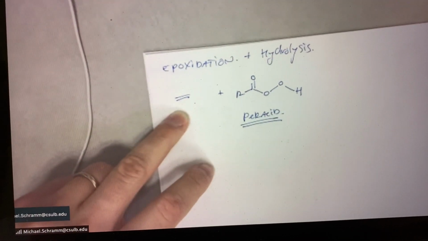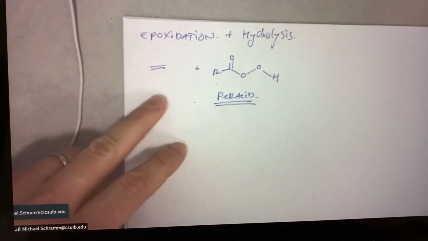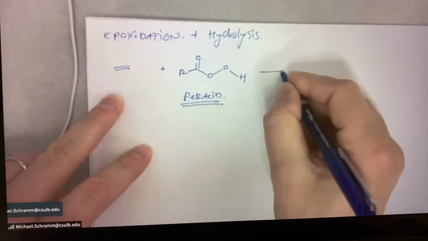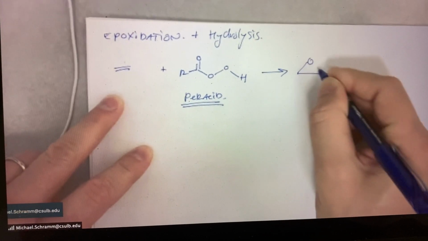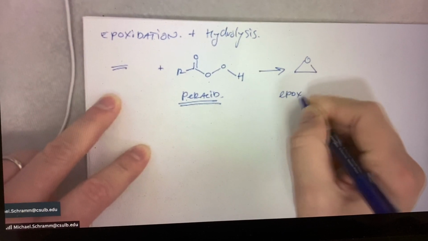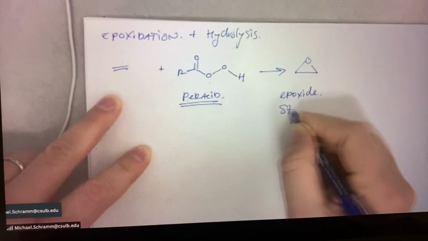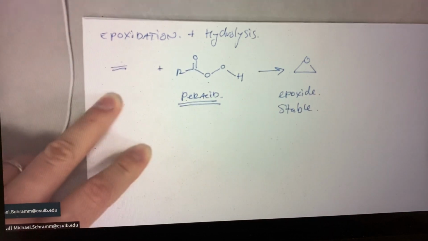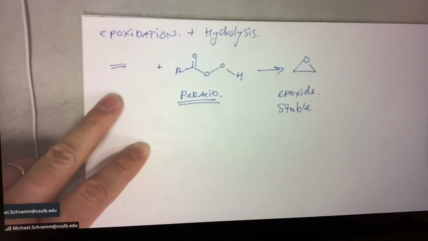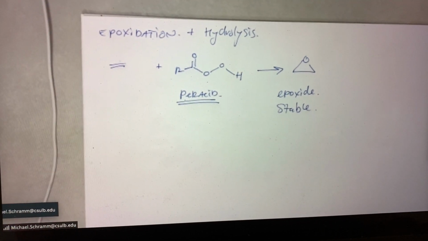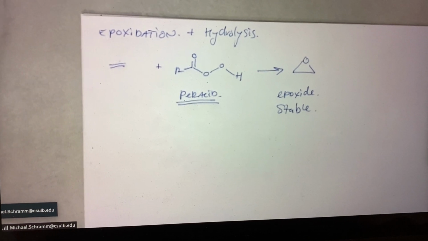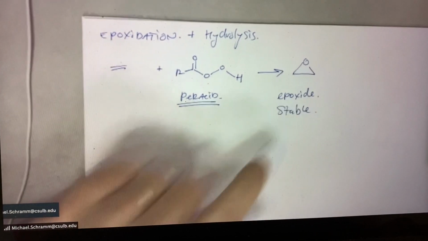Let's talk a little bit more about this functional group. It's new to some of you. So we're going to take an alkene, add a peracid to it, and we're going to get what's called an epoxide. This is stable. We can actually isolate this. We can put it in a bottle on the shelf. We can't do that with three-membered mercurinium ions or bromonium ions. Those are reactive intermediates, but this is quite stable.